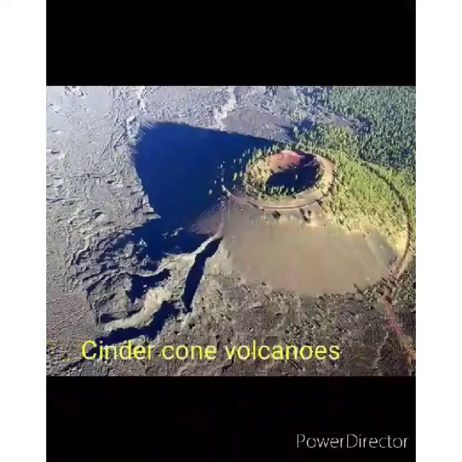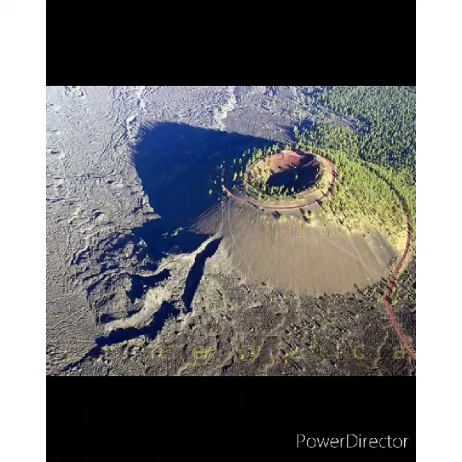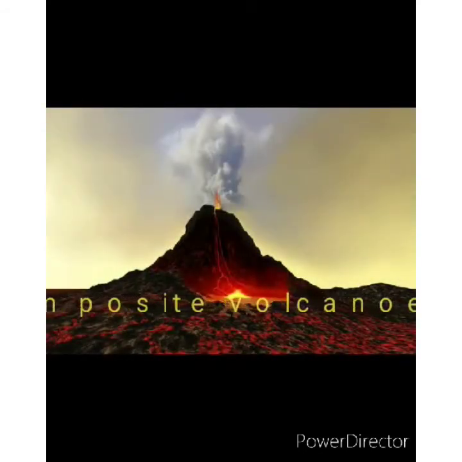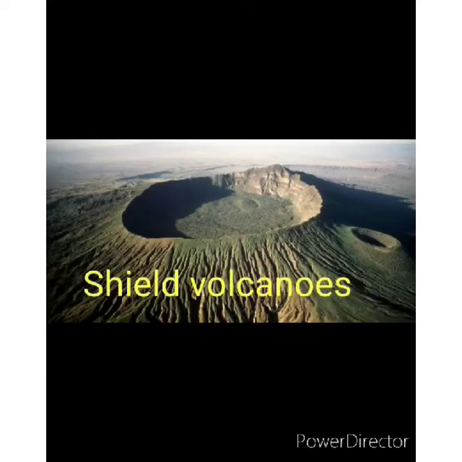Cinder cones are the simplest type of volcanoes. They are built from particles and blobs of congealed lava ejected from a single vent. Composite volcanoes. Some of the Earth's grandest mountains are composite volcanoes, sometimes called stratovolcanoes. They are typically steep-sided, symmetrical cones of large dimension built of alternating layers of lava flows, volcanic ashes, cinders, blocks, and bombs. Shield volcanoes are built almost entirely of fluid lava flows.